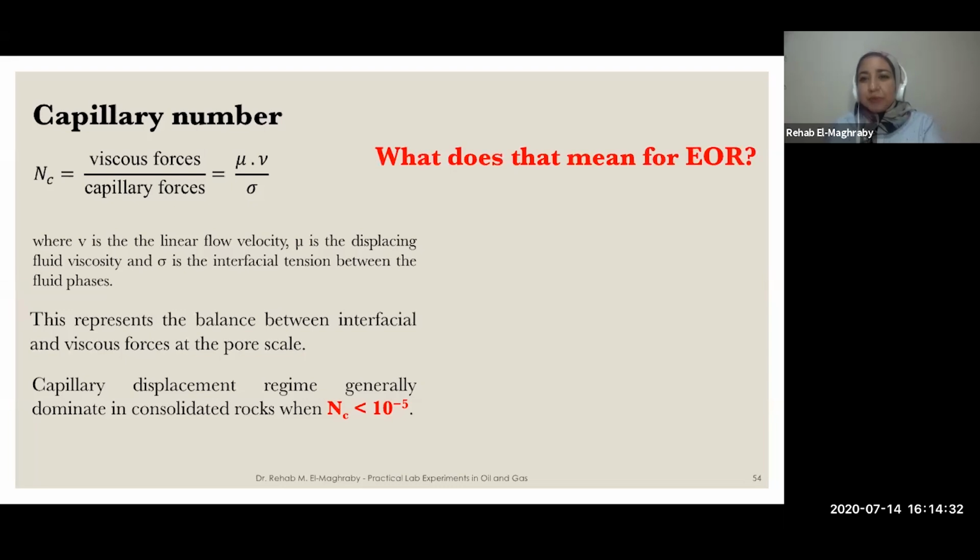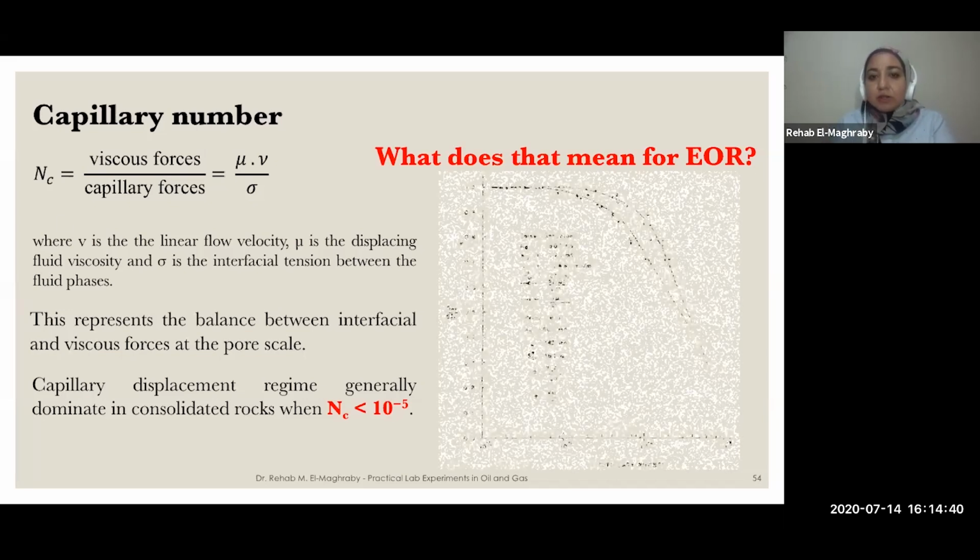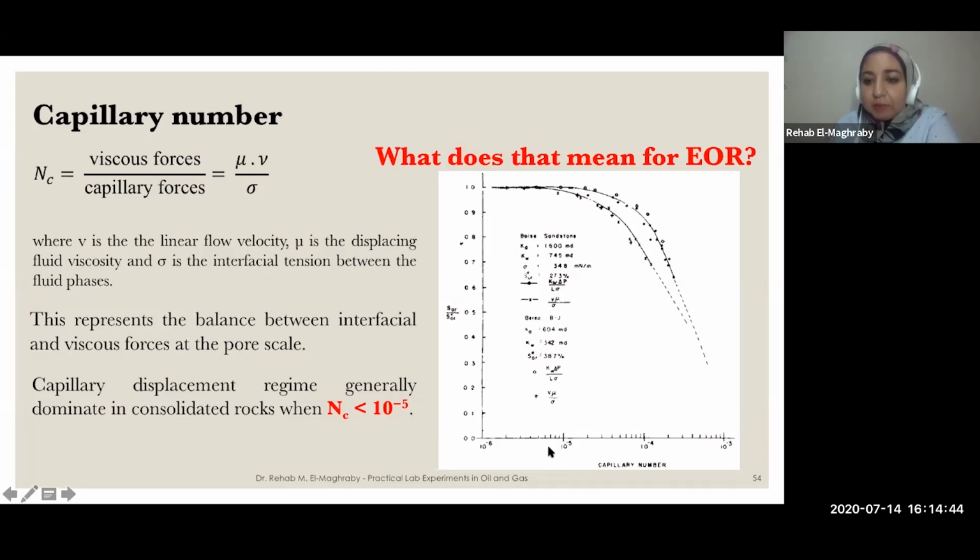So can we benefit from these expressions in enhanced oil recovery? Actually, yes. From this curve, you can see the capillary number on the x-axis and the oil saturation on the y-axis, from 0 to 1. In this direction, the residual oil saturation in your reservoir increases, and in this direction the capillary number decreases. According to this curve, as you decrease the capillary number, the amount of residual oil in your reservoir increases. Up to 10 to the power of minus 5, it doesn't affect the amount of residual oil.